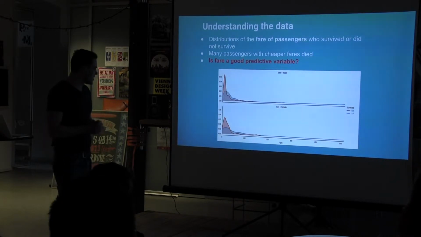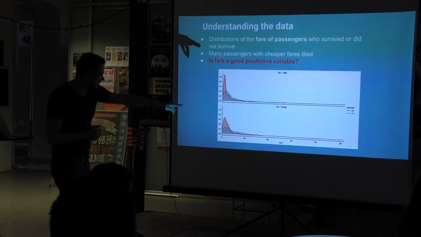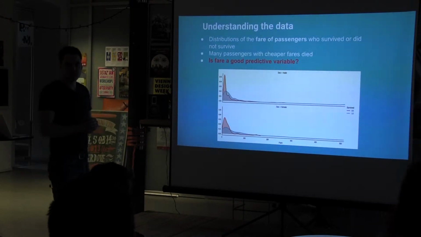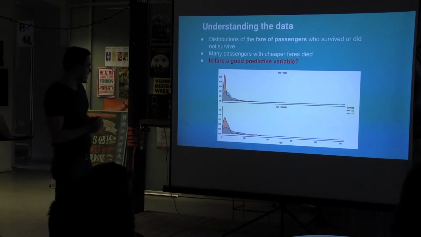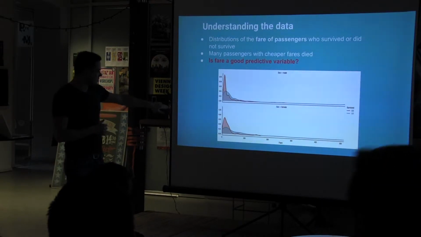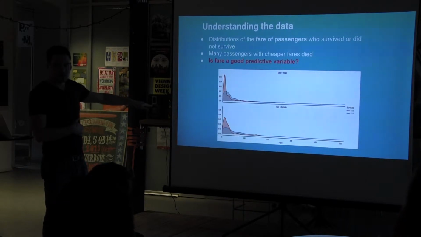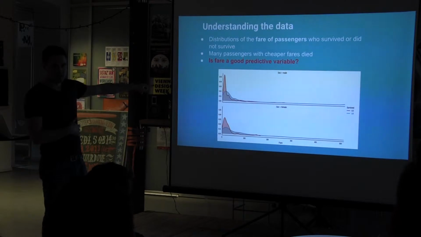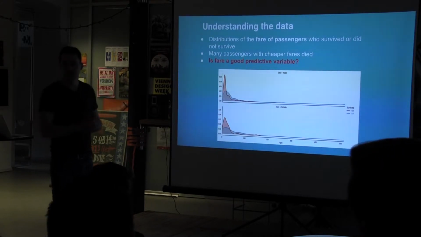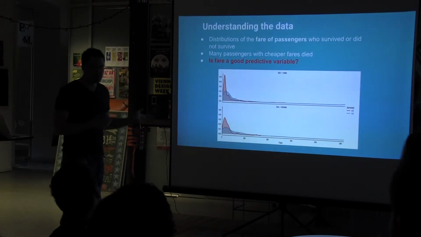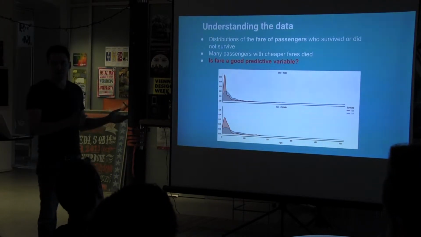So what we see here on the x-axis is the price of the fare. We see that a lot of passengers who paid less for a ticket, a lot of them died, because the red is died and the blue one is for survived. So is that a good predictive variable?